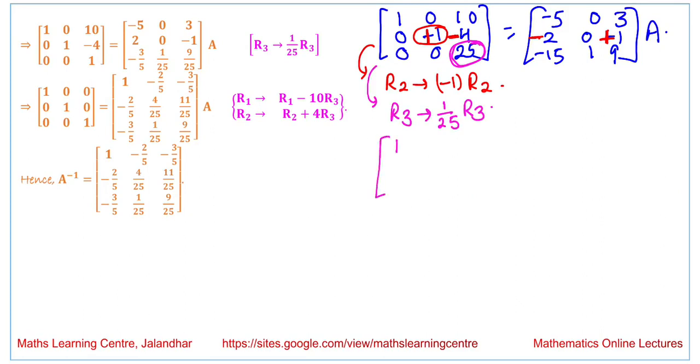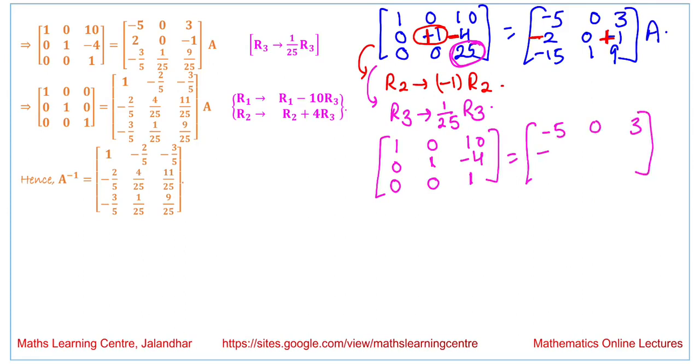So the matrix becomes [1 0 10; 0 1 -4; 0 0 1] equals [-5 0 3; -2 ...] and this element over here is basically minus 1. Actually we were having 1, when we multiplied with minus 1 we have minus 1 over here. So this element we have is minus 1, and next we will have minus 15 by 25, that is equal to minus 3 by 5.